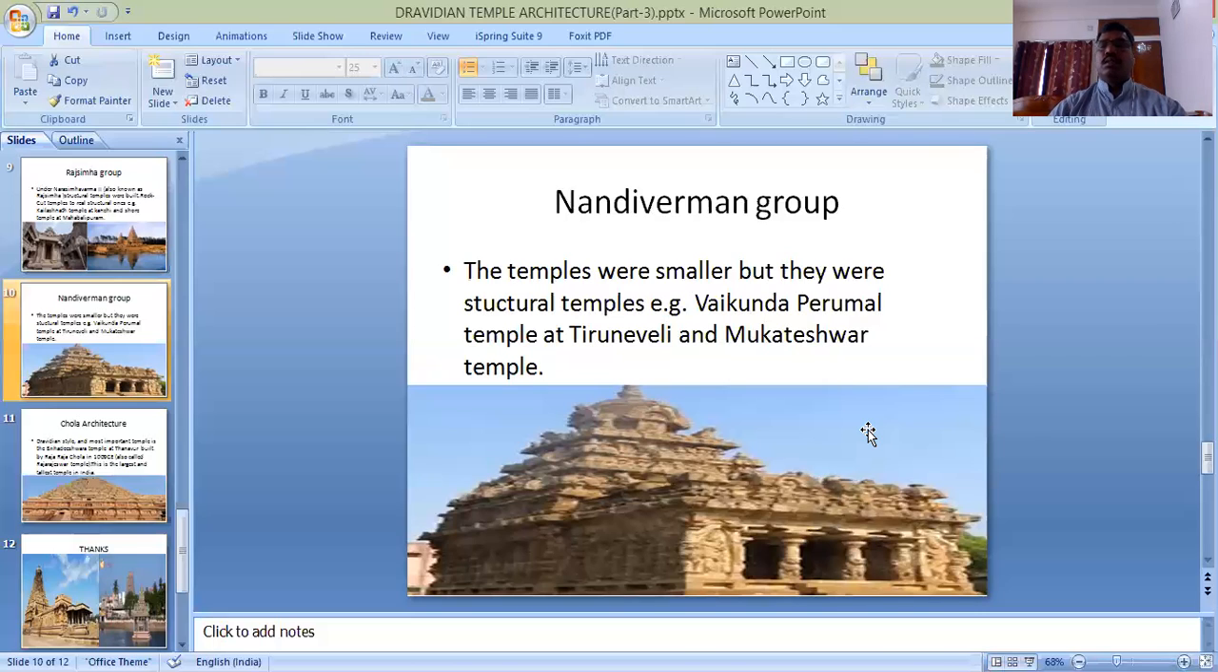So the Nandi Varman group temple architecture, they are smaller but they are structural. And for example, Vaikuntha Perumal Temple at Tiruvennali and Mukteshwar Temple.